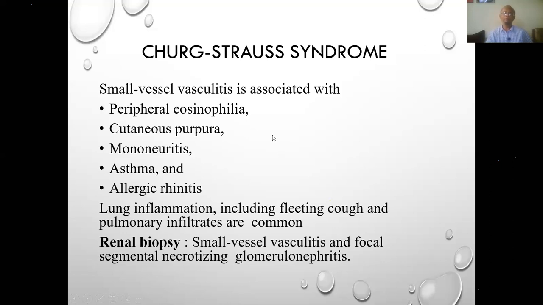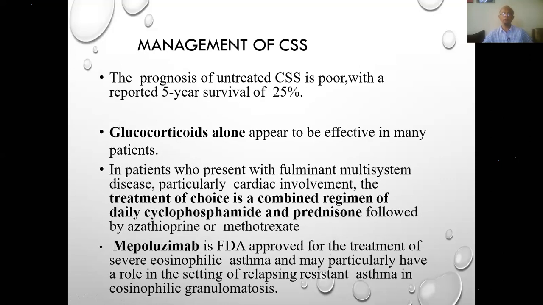As said, this condition may even present with, say, this COVID-19 situation. This can occur. That is the features of, say, lung involvement, also the joint involvement, also the renal involvement can be there due to small vessel vasculitis. So management of the Churg-Strauss syndrome: the prognosis of untreated Churg-Strauss syndrome is poor, with a reported 5-year survival of only 25%. Glucocorticoid alone appears to be effective in many patients.